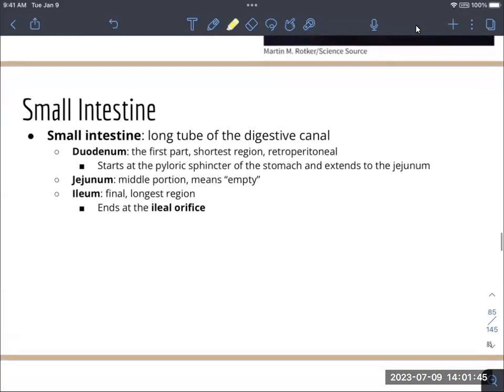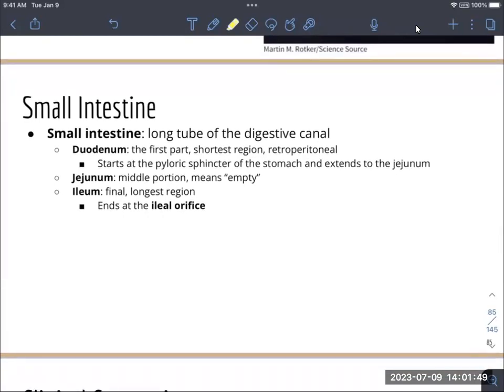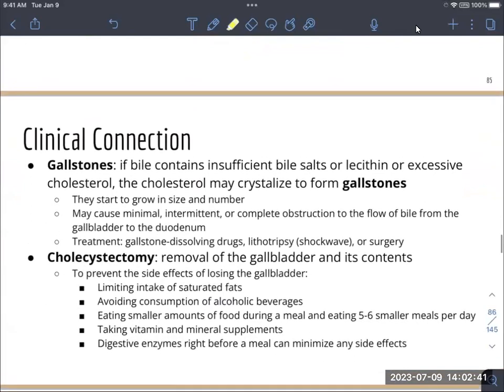Our small intestine. We're back to our primary organs of the digestive system. Our small intestine has three different parts. We have the duodenum, the jejunum, and the ileum. The duodenum is what the stomach empties its contents into. It starts at the end of the stomach and goes to the jejunum. The jejunum means empty. It's that middle portion that works on absorbing different nutrients. But the ileum is the longest region of the small intestine, and it's going to end at the ileal orifice, which will empty into the large intestine.